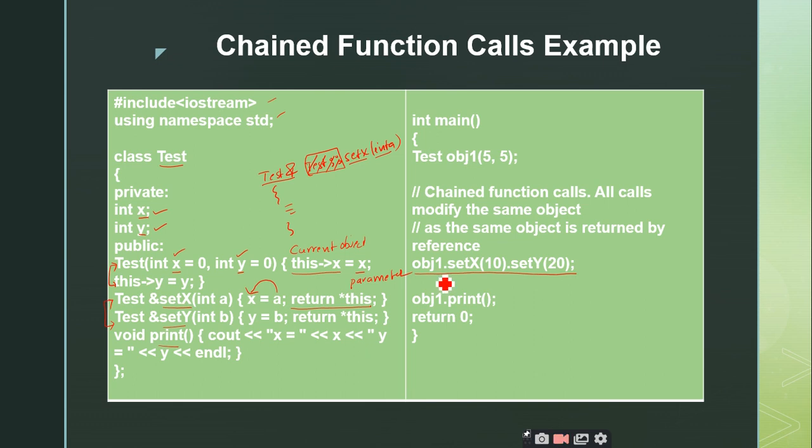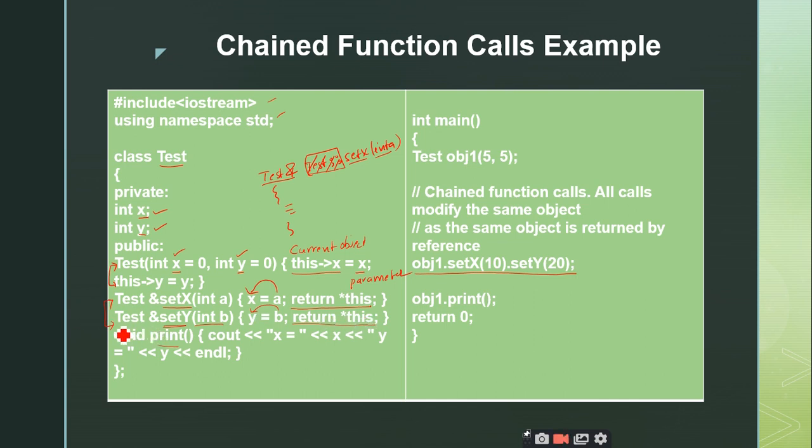What is obj1? The current object is nothing but the object which is used to invoke the functions, right? Similarly, I have written the set y function. I have written the definition for the set y function, which accepts only one parameter, and within the body of set y, I am assigning the given value by the user to the y data member, and I am returning the current object's pointer, which is nothing but this, by using the syntax return *this, right?